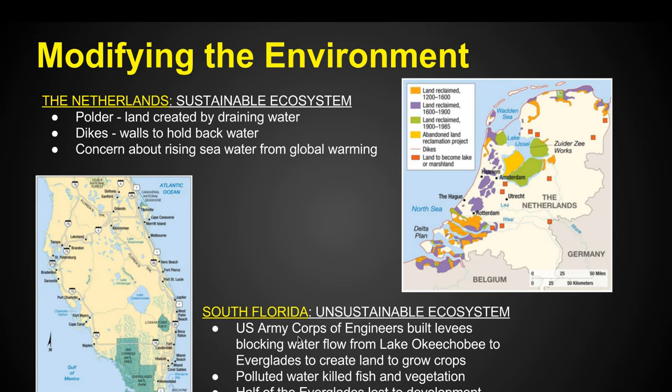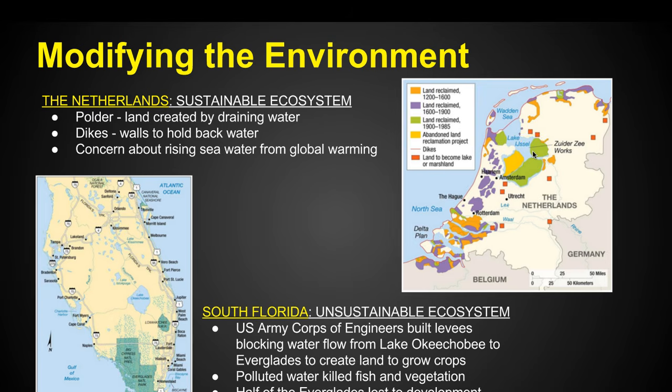We look at the Netherlands, and in our textbook, it states that this is a form of sustainable ecosystem, where they've got a polder. Here's the Netherlands over here. Polder is land created by draining water. So the Netherlands is infamous for creating land from what used to be water. So, for example, this area here used to be all underwater. So they just drained the water and created more land, and they used it for farming. The other aspect that they do in the Netherlands is they have dikes. These are big walls that hold back water.